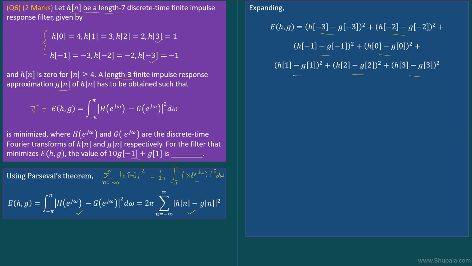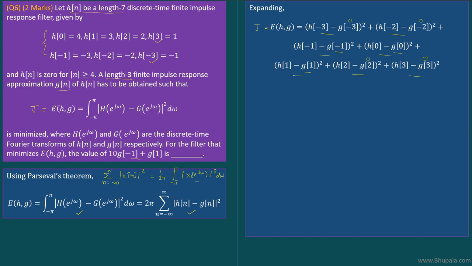So how do we get g of n, and how many elements does g of n have? According to the problem, g of n has 3 elements, and those 3 elements are g of minus 1, g of 0 and g of 1. All other values are zeros because our g of n is only a 3 sample signal. Now we have to evaluate these samples g of minus 1, g of 0 and g of 1 such that the cost function J is minimized.